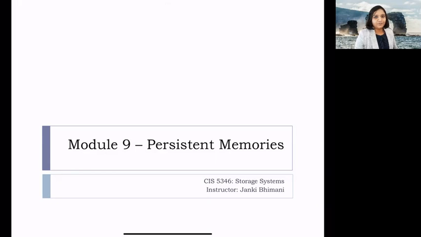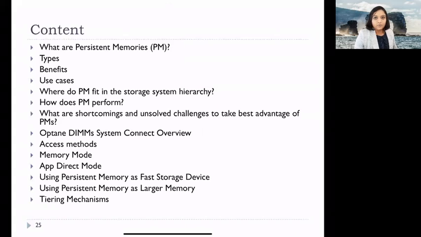Welcome everyone to this final module 9 of this course, which is on persistent memories. By now, you should be well set with your project already, in parallel to our string of modules that you have been following the last couple of weeks. So let's see what we are about to see in this final module of persistent memories.